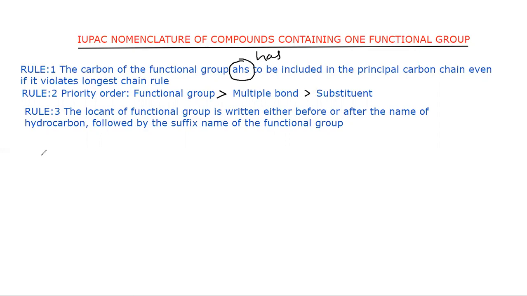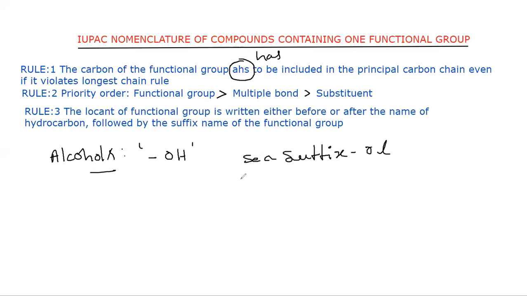Okay. And now we'll see how to name alcohols by using IUPAC guidelines. So according to IUPAC guidelines, what is the functional group of alcohol? The functional group of alcohol is OH. Okay. And the secondary suffix for this one is ol, and the secondary prefix for this one is hydroxy.